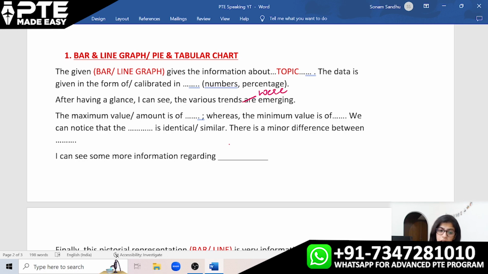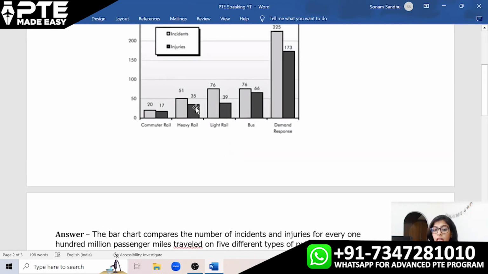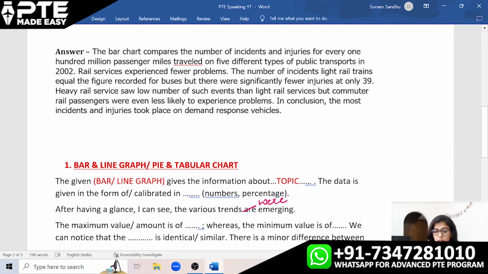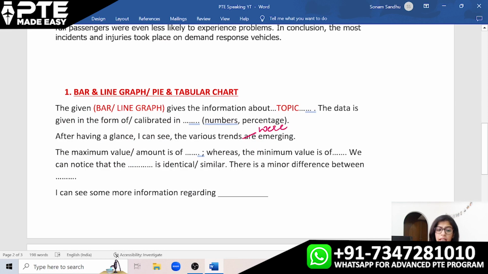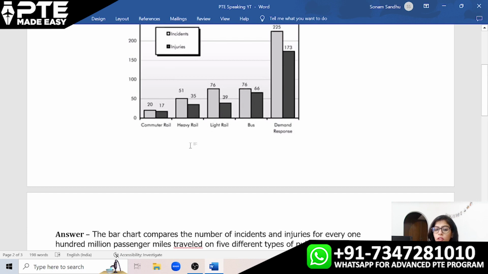There is a minor difference between. Now where we can see a minor difference clearly, there is a minor difference between injuries occurred on heavy rail and light rail, where the former was 35 and the latter was 39. Okay, got it? Last, I can see some more information regarding various types of travelers, or I can see some more information regarding heavy rail, light rail. We can talk about heavy rail, light rail, or demand response.